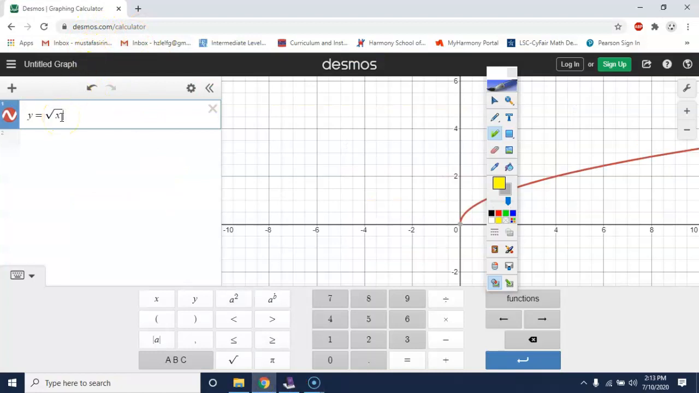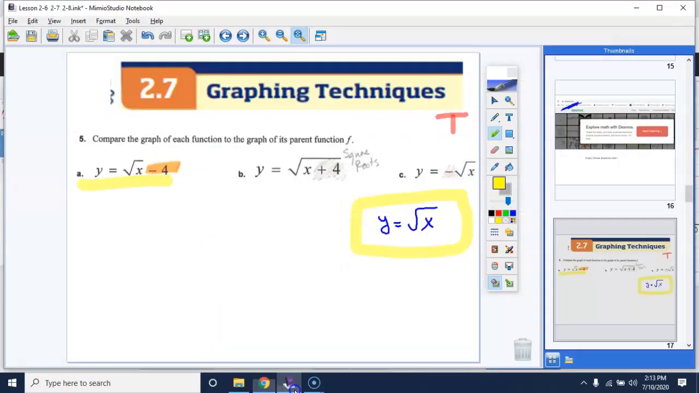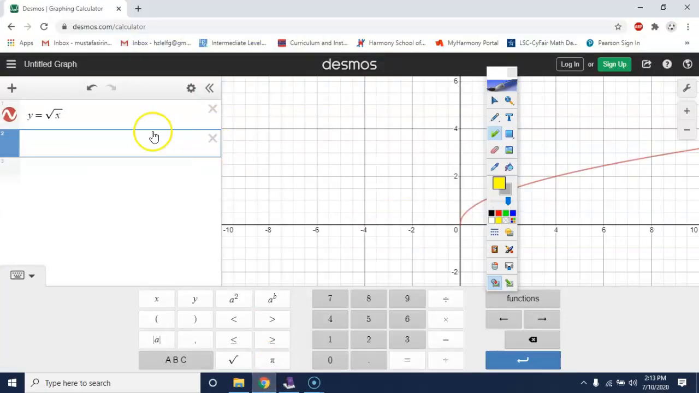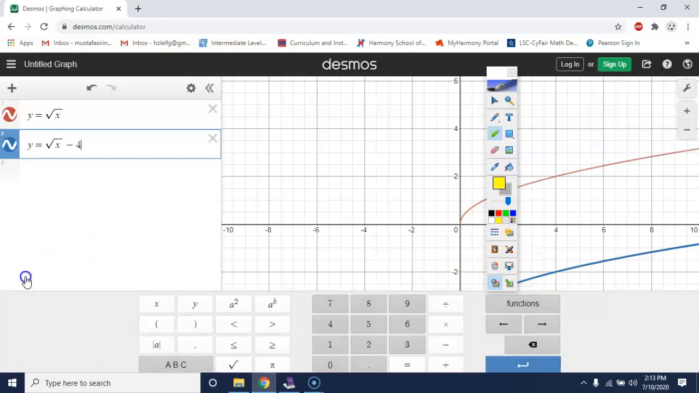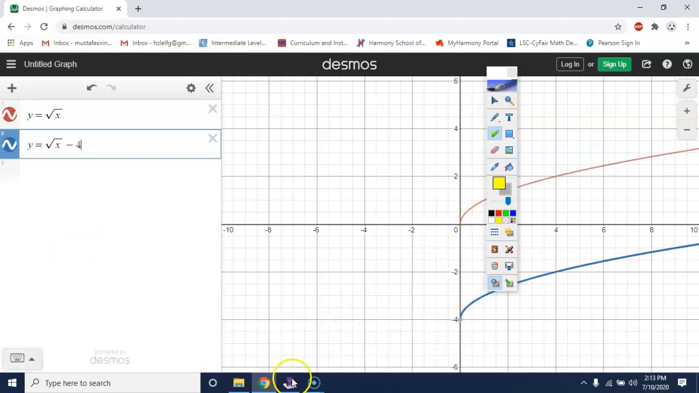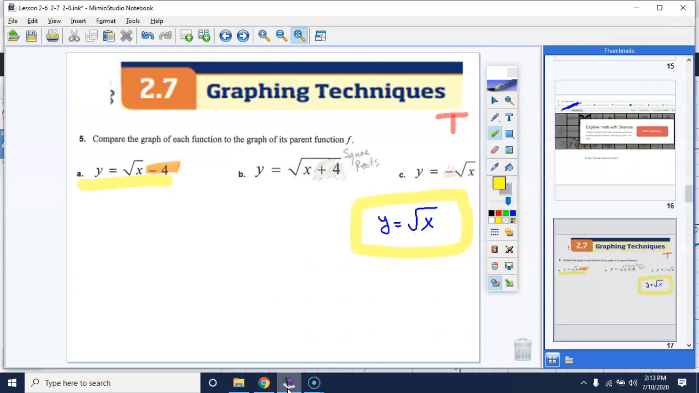Oh, I already have this one. Cool. And then what's A? Square root of x minus 4. Let's graph this as well. As you've seen, my graph went down, right? So I'm going to say the transformation of this graph is down 4 units. That's what I do.